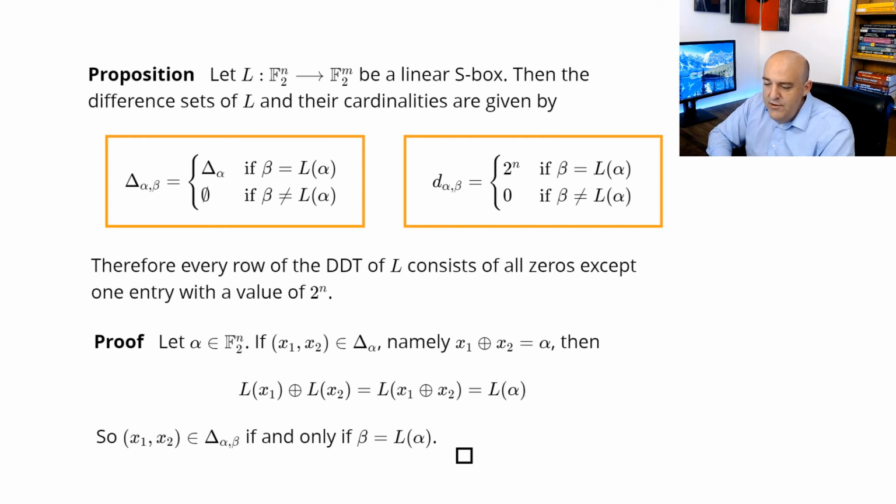And we can prove that easily. Just take alpha to be any element of F2^n, and imagine we take a pair x1, x2 inside the difference set of alpha. And remember, that just means that x1 plus x2 is equal to alpha. And then what is the difference of their images? What is L of x1 plus L of x2? Well, by the linearity of L, that's equal to L of x1 plus x2. But x1 plus x2 is alpha, so that's equal to L of alpha. So we see that L of x1 plus L of x2 is always equal to L of alpha. So that means x1, x2 is in delta alpha beta if and only if beta is equal to L of alpha. And the proposition follows.